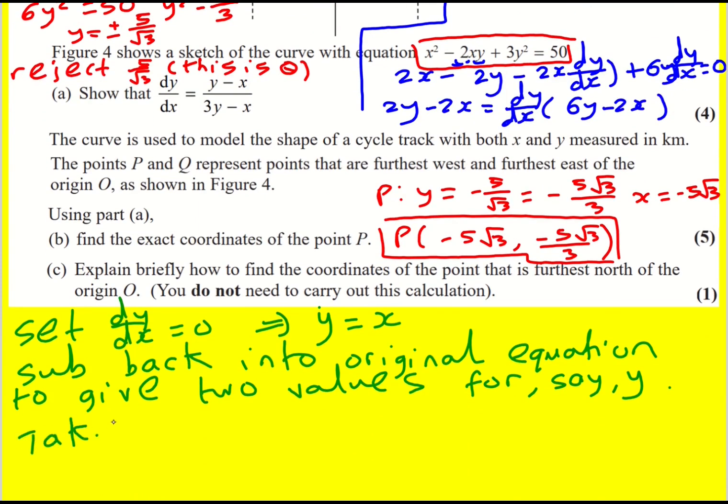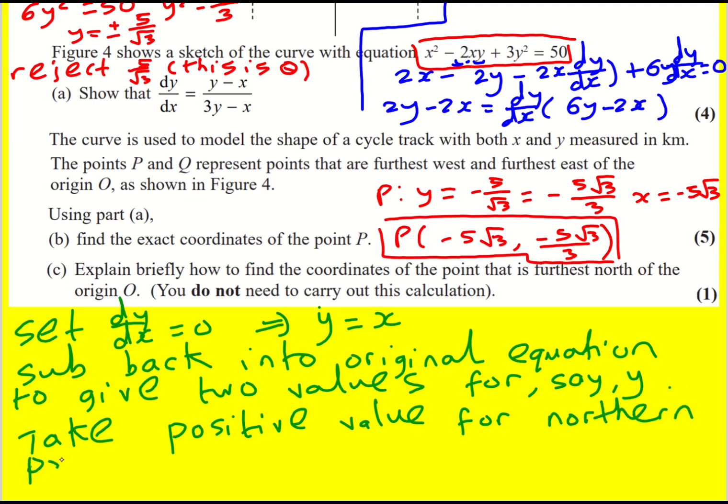Take positive value for northern points. Then use to find x. I'm being quite comprehensive here. I just want to make sure that I've said enough. In fact, in this case, they're going to be exactly the same, but that won't always be the case. Okay, good question. Well done.